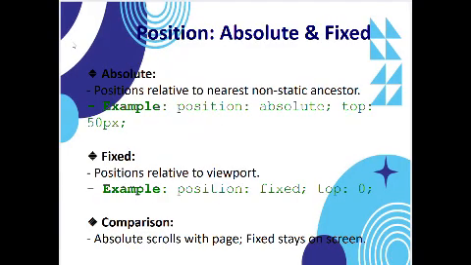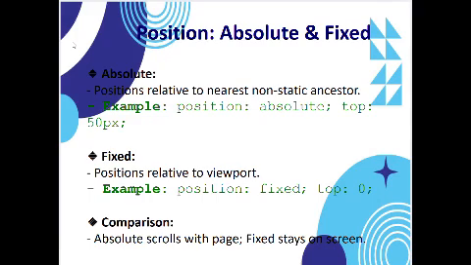Now we are moving to absolute and fixed. Absolute is positioned relative to the nearest non-static ancestor, which means it is positioned inside the nearest non-static ancestor. It will choose that ancestor and take its position accordingly. Let's take the example position absolute and top 50 pixel. Now for fixed, position is relative to the viewport, which means it stays at one spot in the viewport. Here is the example.